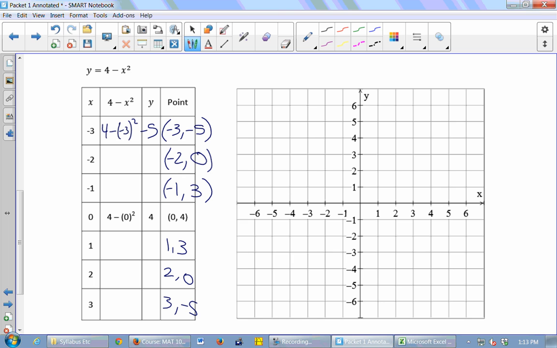And then you just plot your points. We've got -3, -5, -2, 0, -1, 3, 0, 4, 1, 3, 2, 0, and 3, -5. And then you just connect them with a smooth curve. Anyone know what that thing is called? A parabola. Good. A parabola.